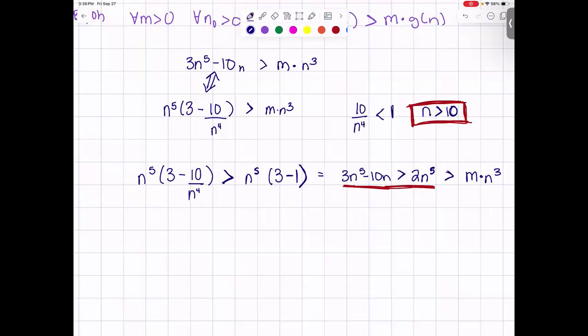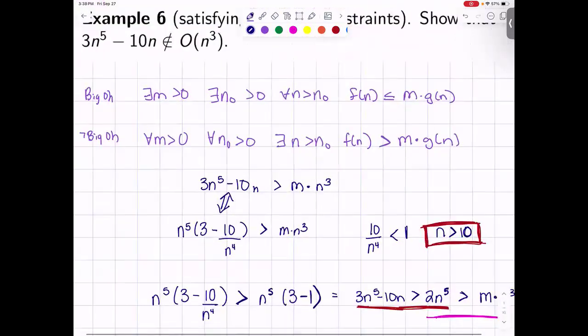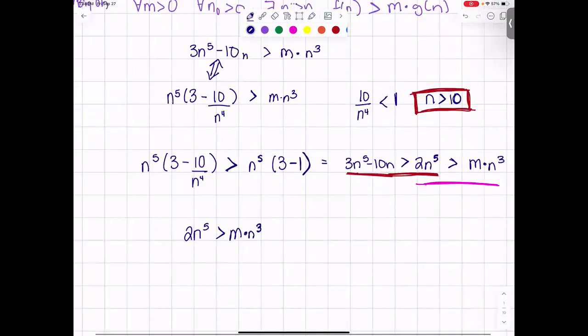So the next thing that we want to do is take these two here, and find a way to prove that the inequality holds to be true. So let's just rewrite that inequality for a second. 2n to the 5 is greater than m times n cubed. Now, in order to ensure that this is going to be true for all m and all n naught, we do need to make sure that our n value is bound by n naught and by m.